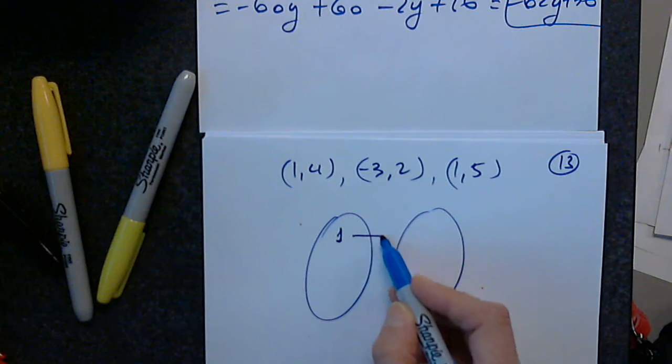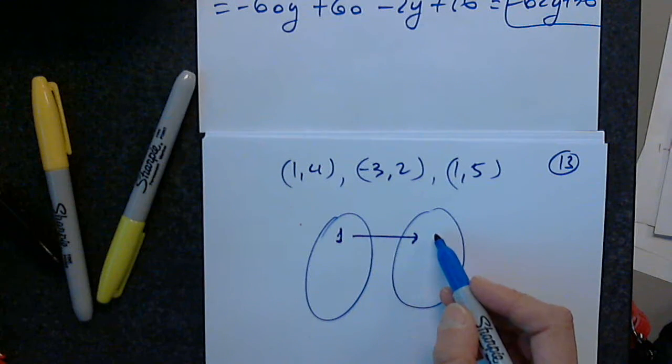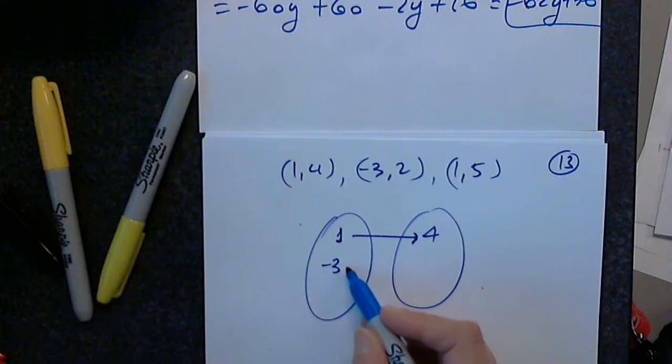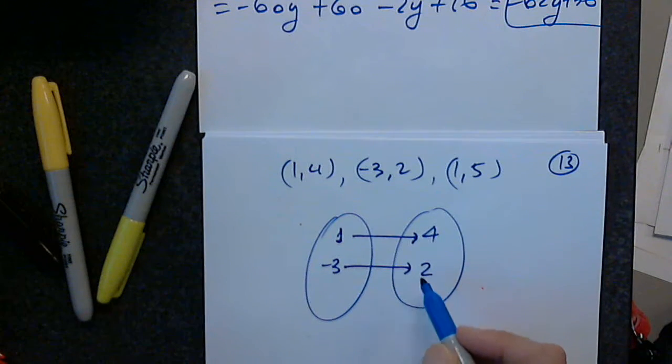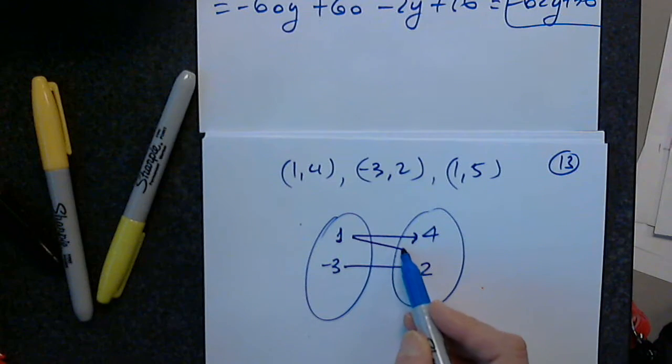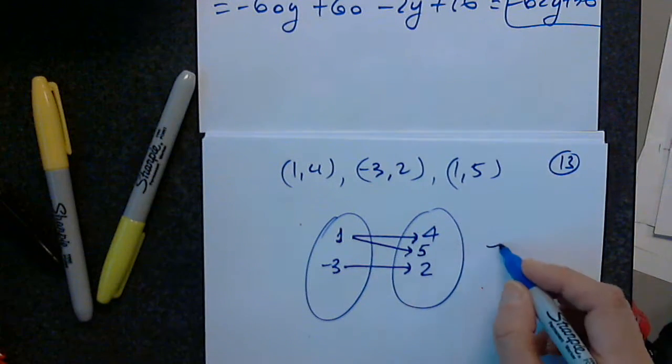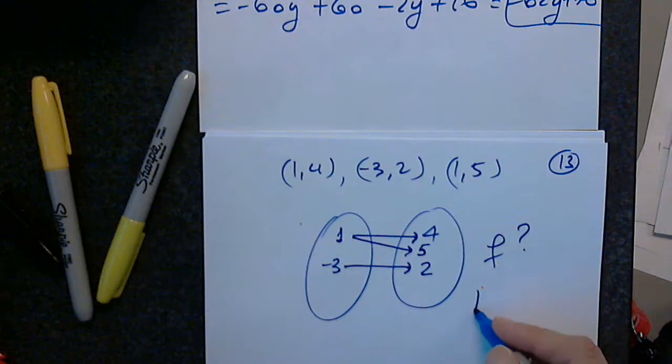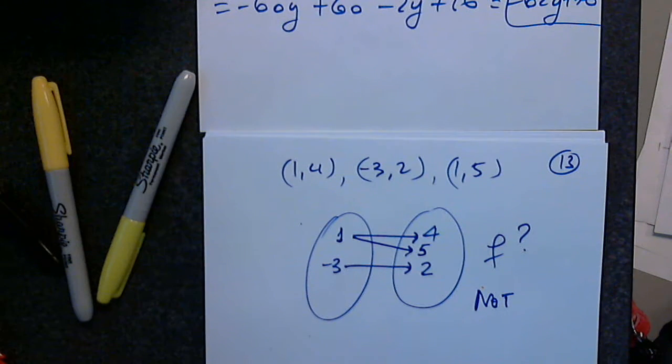1 corresponds to 4. -3 corresponds to 2, and 1 corresponds to 5. Is this a function? No. Not a function. It's a relation, because they have two 1s. Exactly, because to each x, it must correspond only one y. I can have two different x values going to the same y. That is allowed. But each x has to correspond to only one y value.